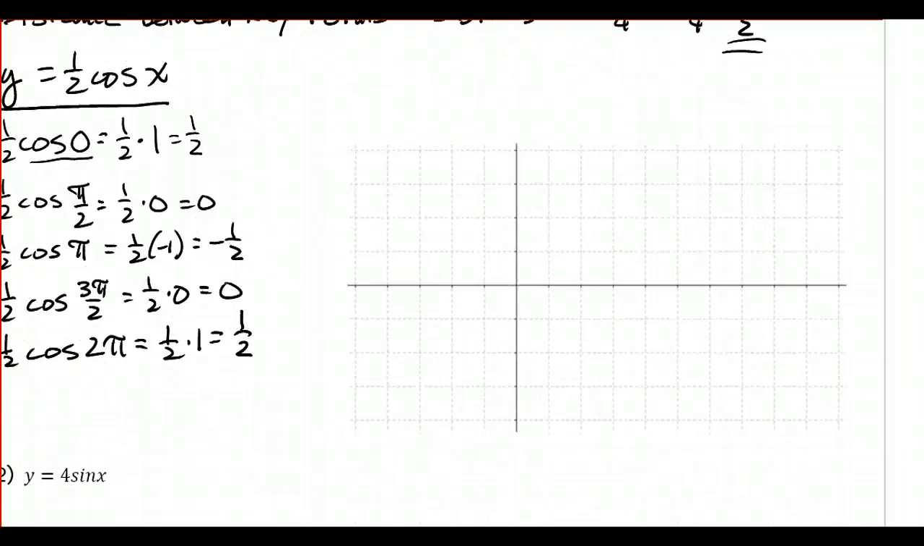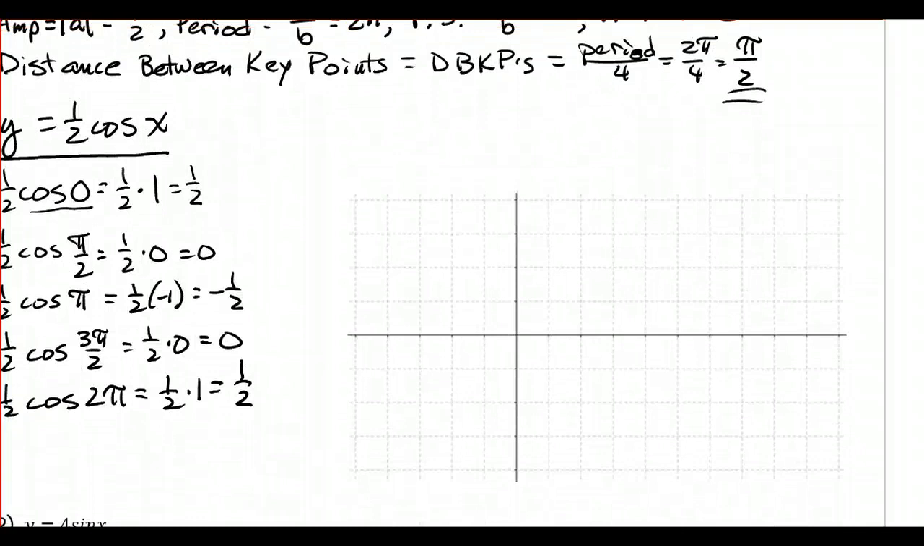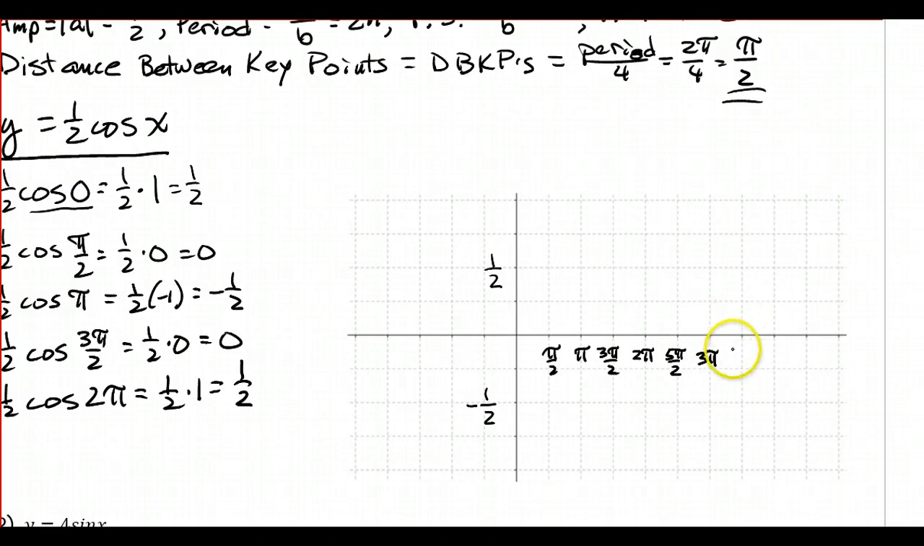I'm going to label my axes. I'm not going to draw it to scale. So I'm going to make this a half. I'm going to make this negative a half. And then I'm going to make each one of these marks a pi over 2. So this would be pi over 2, pi, 3 pi over 2, 2 pi, 5 pi over 2, 3 pi. Let's go 2 more: 7 pi over 2, and then 4 pi. Okay, and let's go ahead and graph our points.